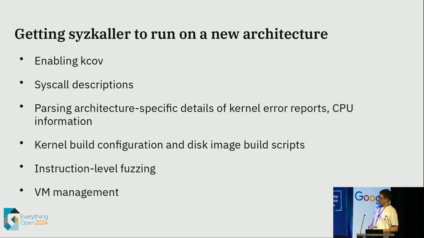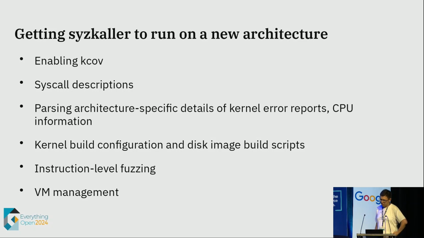So in the kernel, we had to enable kcov coverage guidance support. In syzkaller, we had to update the syscall descriptions to add the new architecture. Conveniently, the Google upstream devs did that for us, so I actually don't know how to do that, and I'm not going to talk about it.